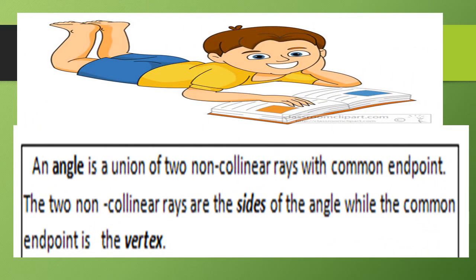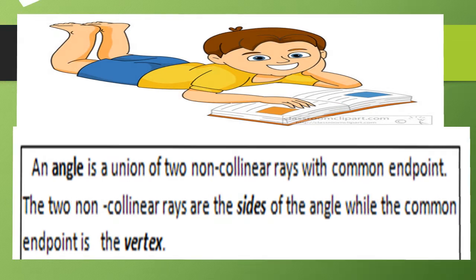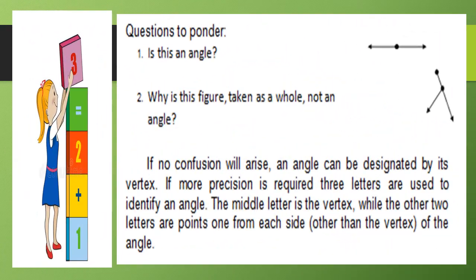Let's define first an angle. An angle is a union of two non-collinear rays with a common endpoint. The two non-collinear rays are the sides of the angle, while the common endpoint is the vertex. Is this an angle? Number 2 question. Why is this figure taken as a whole not an angle?